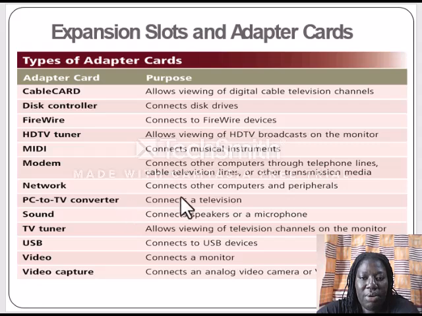The PCI connects to the PC to TV connector. It connects the PC to the television. Connect them. And the USB connects you to the USB devices. So these are the adapter cards and their purpose.